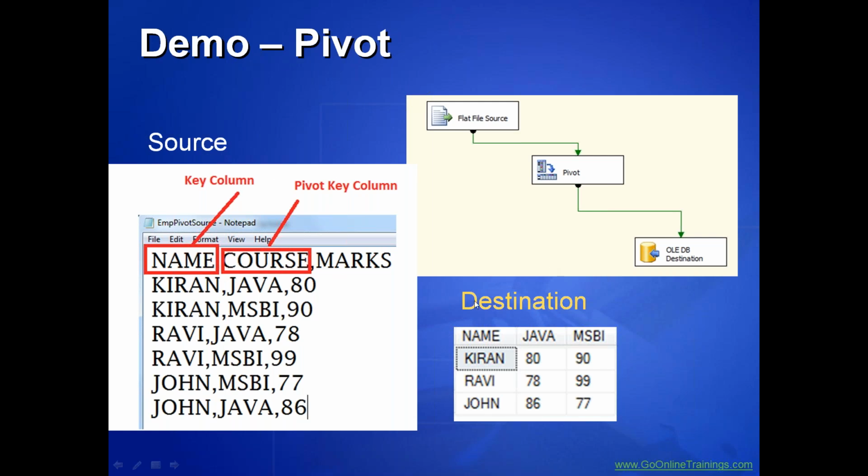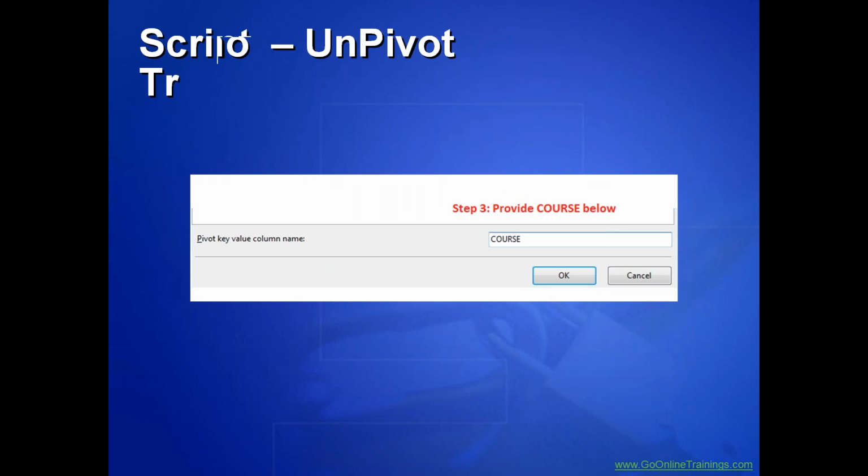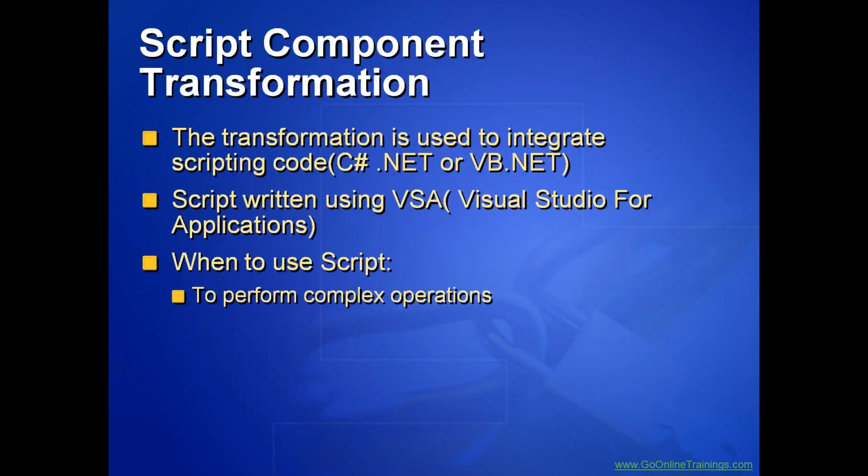I get this data and I create this kind of table, and doing vice versa is called an unpivot operation. Clear?